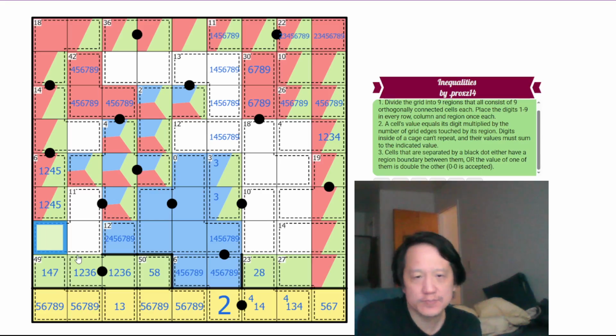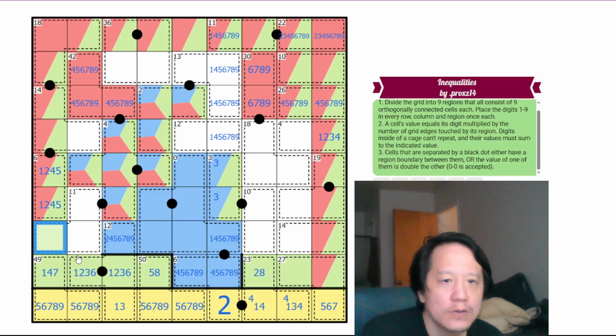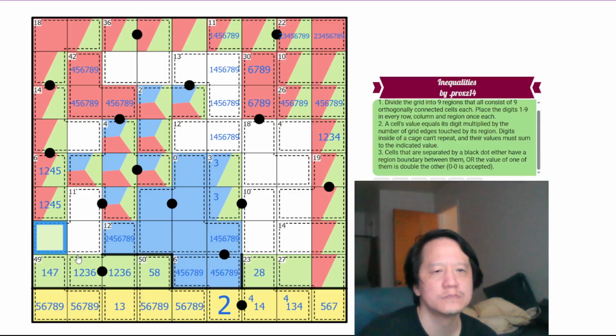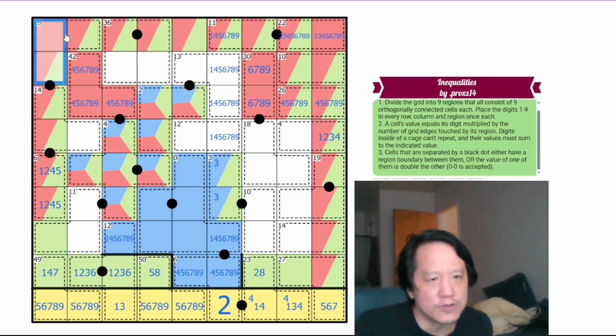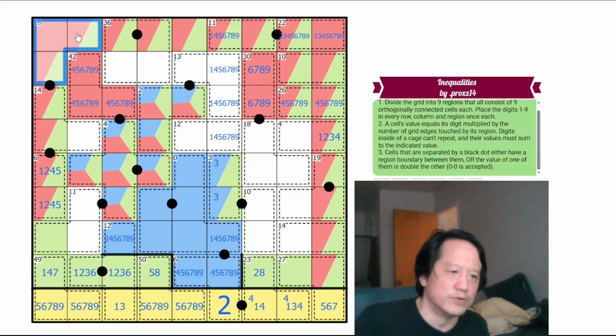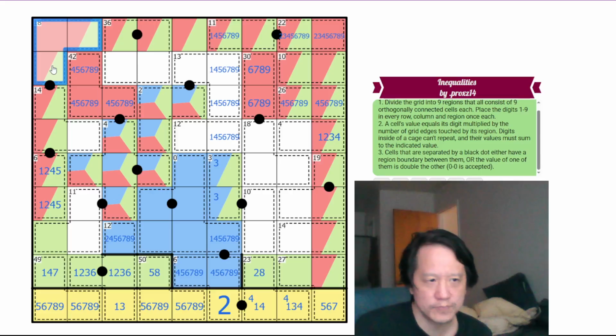Interesting. So what's interesting is if 3 of these are doubled, then this must add up to 9. That could work. Hmm.